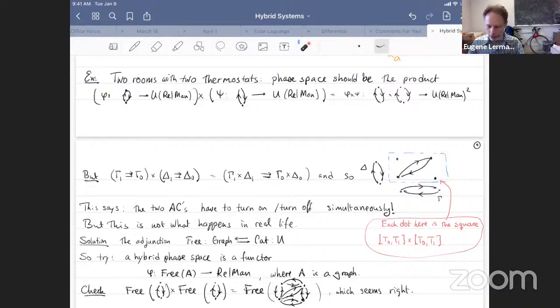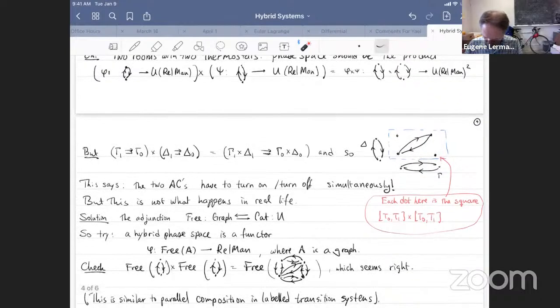If I have a house with two rooms and two air conditioners, I turn them on, I walk out, the door may be open or closed, maybe there is air circulating between them. You could never synchronize the two air conditioners. So that doesn't look right. There's something wrong with the definition I gave you. So let's try to fix it.